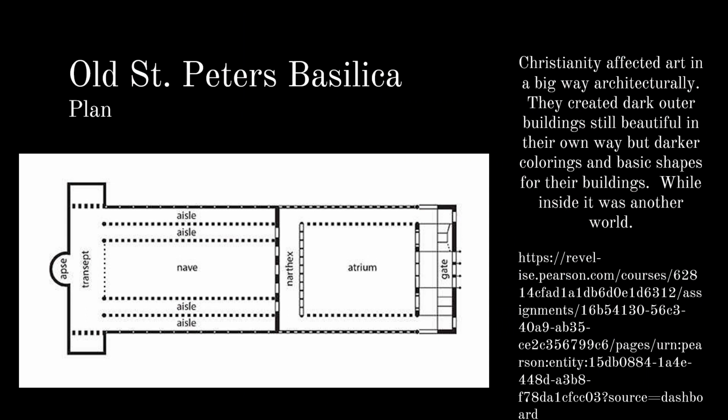Here we are looking at Old St. Peter's Basilica. This was the floor plan, kind of a basic shape. Christianity did affect art in a big way, especially when it comes to architecture. They created dark outer buildings, while still beautiful in their own way, but they had darker colorings and basic shapes, while the inside was another world, which I will show on the next slide. So this kind of gives the idea of the plain shapes, nothing too special.